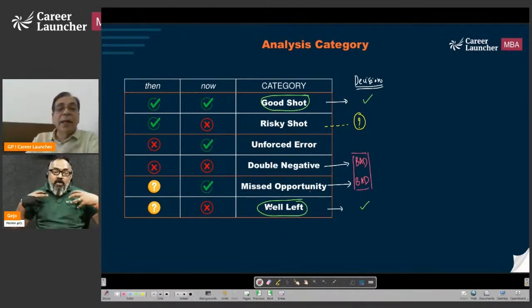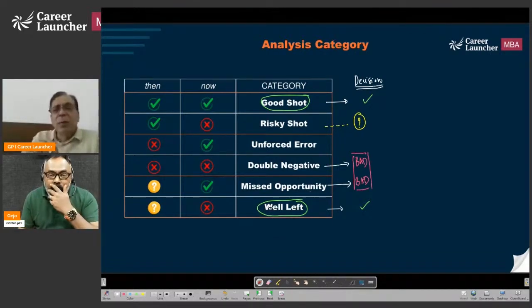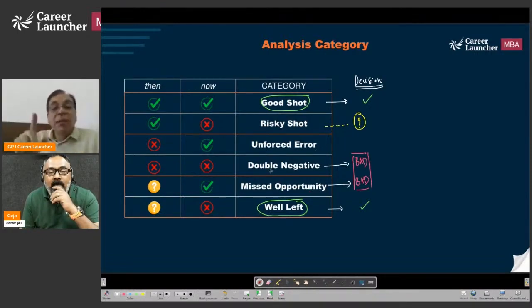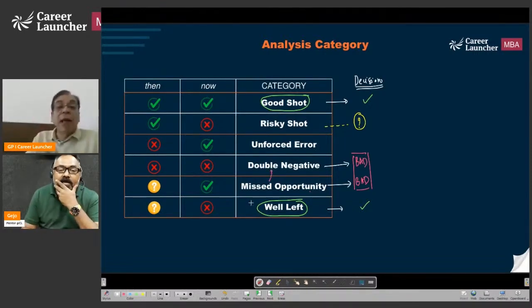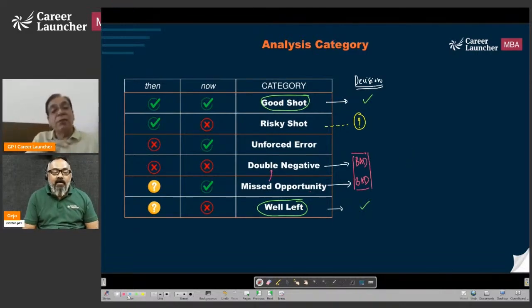And one small thing to be added here: double negative and missed opportunity are connected to each other. When you have a large number of double negatives, you will have a large number of missed opportunities also. क्योंकि double negative के लिए, as I said, you not only got negative, you spent time on those questions which were difficult for you. Hence, you did not have time for the easy questions and they got missed out. So you will find these are correlated. जितने ज्यादा double negative होते हैं, उतने ज्यादा missed opportunities भी होती हैं.